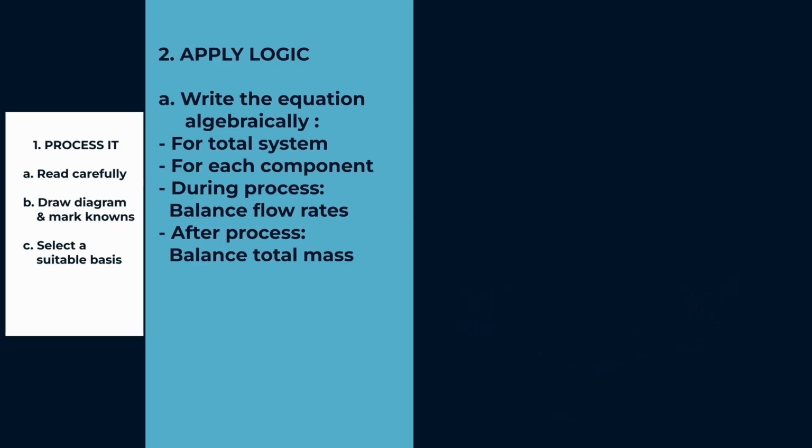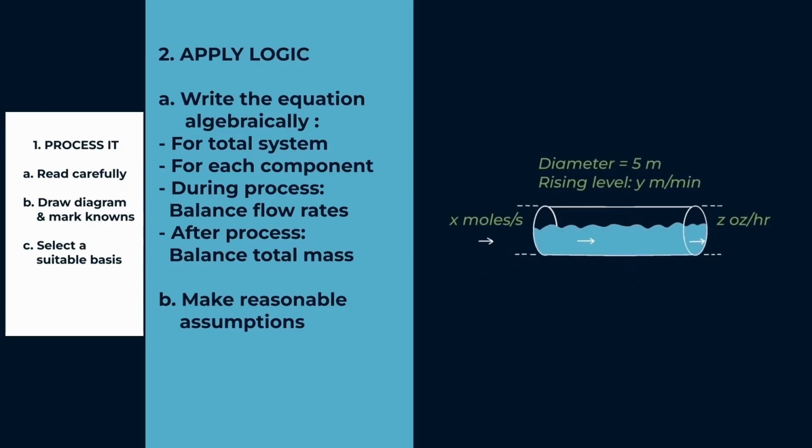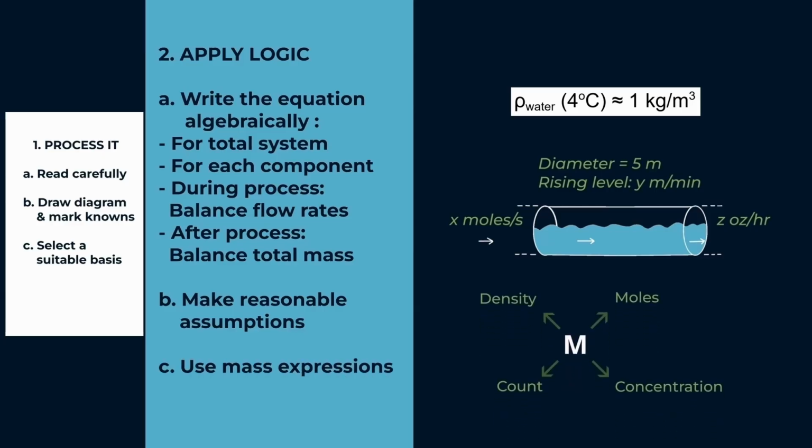Figure out which of the quantities are known or computable with the known information and which quantities are unknown. Pre-fill any unknown quantities based on reasonable assumptions if possible. For example, we can assume the density of water to be 1 kg per meter cube if the density or temperature is not specified in the problem. Rewrite all the mass terms using the appropriate mass representation as we learned earlier.